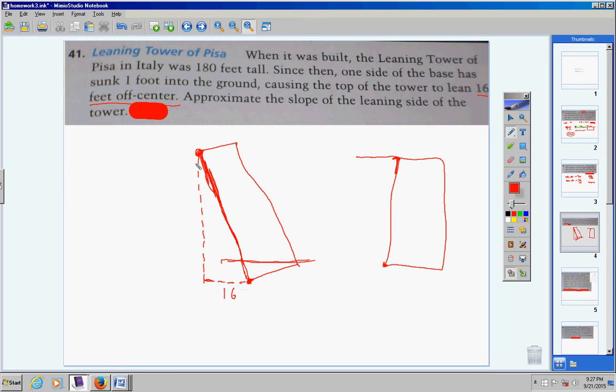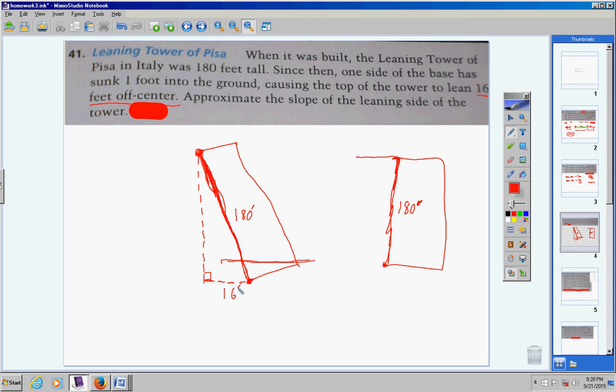Now, how do we find the rise? Well, we're going to use Pythagorean's theorem. Is this not a right triangle right here? Sure it is. I've got a right angle right here. And I know the hypotenuse. Remember, the building's 180 feet tall. So the length of this side right here is how much? 180 feet. Now, just because the building tips doesn't mean this line changes. This height of the building here is still 180.